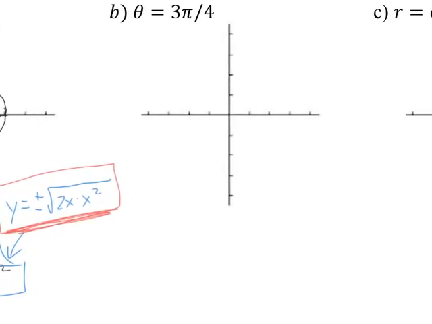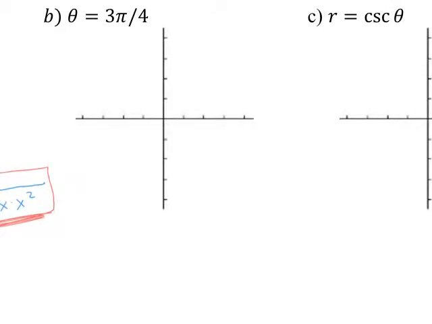Part B. Theta equals 3 pi over 4. So that's saying we go to the angle 3 pi over 4, and we're going to draw all of the available radiuses. So we wind up getting a line that looks like that, which right away we should be able to say is the equation y equals negative x. But let's go ahead and try to solve this equation using our conversion techniques.